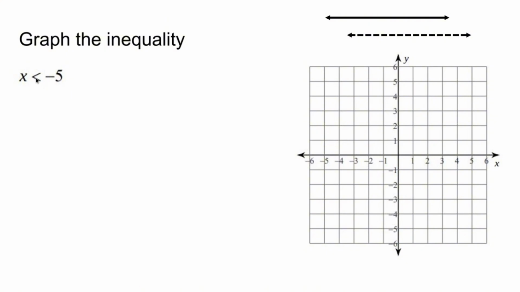Graph the inequality x is less than negative 5. Well, we know from back in the day that anything that is x is equal to some number is going to be a vertical line. Well, there's a little change here. This isn't x is equal to negative 5. This is x is less than. However, that doesn't change anything. This is going to be a vertical line, and it's going to go through negative 5.